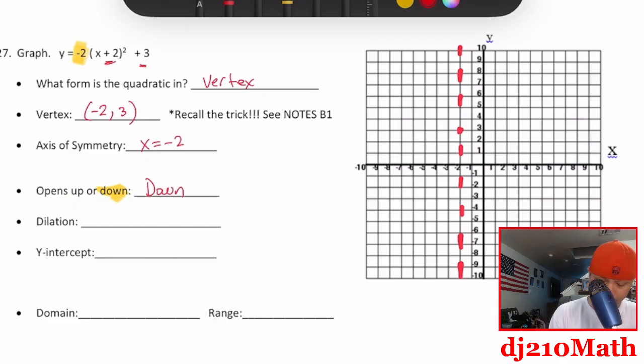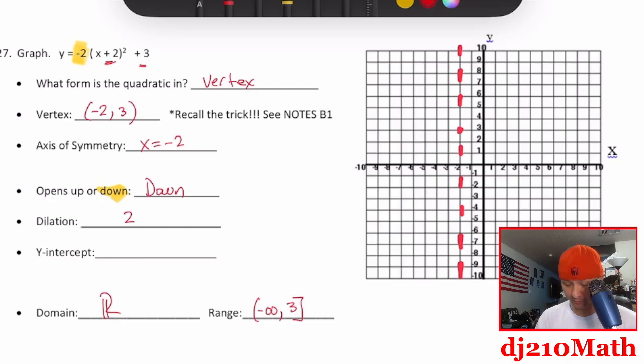The dilation is 2, so by a factor of 2. The y-intercept we'll get in a minute. Domain and range, I could answer that right now. Domain is going to be all real numbers. Every quadratic's domain is all real numbers. And then the range, since it opens down, is going to come from negative infinity and go up to whatever the y value of the vertex is. In this case, we know that it's 3.